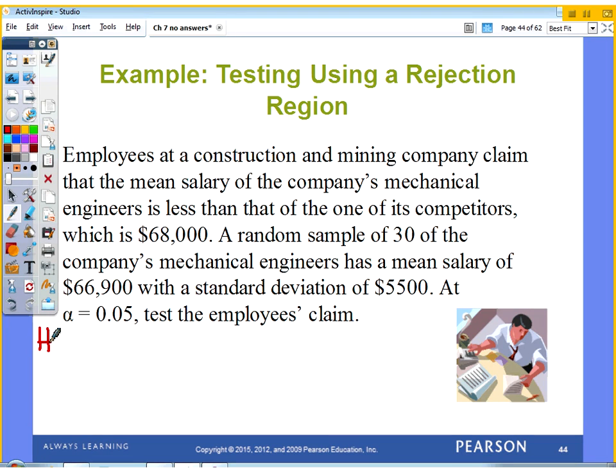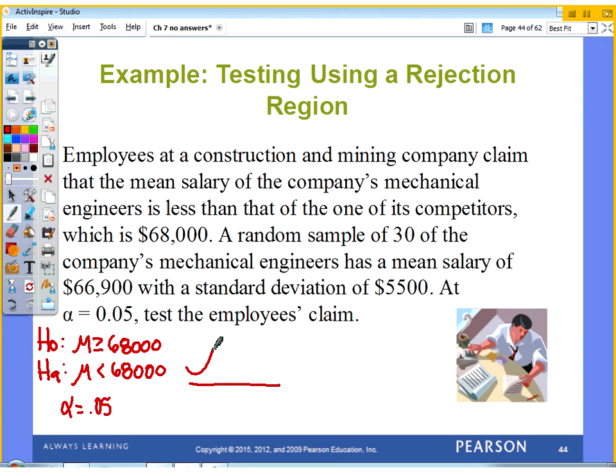So we still have to write our hypotheses. If you look, it says that they claim that it's less than the 68,000, so that's going to have to be your alternative. That means your null is going to be greater than or equal to the 68,000. They tell us that alpha is equal to 0.05. So those first two steps were exactly the same as when we were doing it with the p-value. Now here's where it's different. We've got to find our critical values.